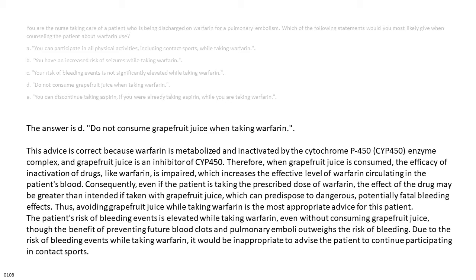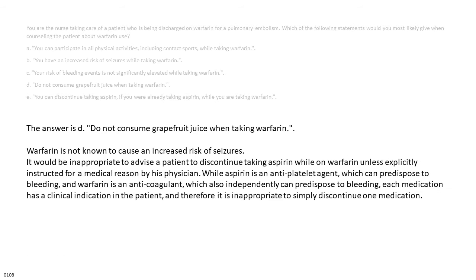Due to the risk of bleeding events while taking warfarin, it would be inappropriate to advise the patient to continue participating in contact sports. Warfarin is not known to cause an increased risk of seizures. It would be inappropriate to advise a patient to discontinue taking aspirin while on warfarin unless explicitly instructed for a medical reason by his physician. While aspirin is an antiplatelet agent, which can predispose to bleeding, and warfarin is an anticoagulant, which also independently can predispose to bleeding, each medication has a clinical indication in the patient, and therefore it is inappropriate to simply discontinue one medication.